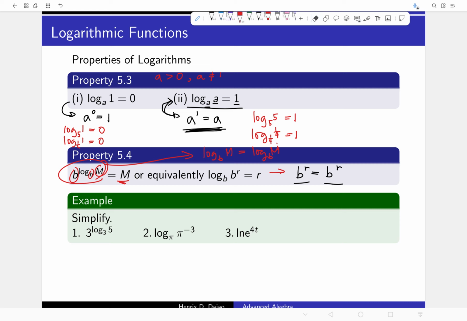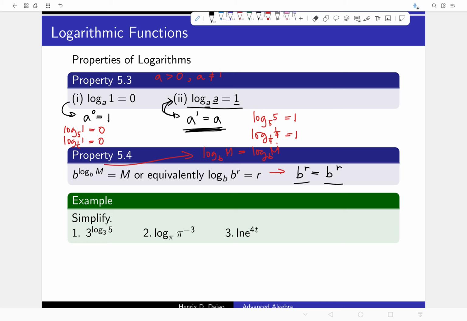So if you see an expression like this, where we have b here as our base, this is our answer, this is our base, that's always equal to the exponent. Okay, so just remember all of these properties, because we will use them in our simplification of some expressions, or even when we deal with equations involving logarithms. Okay, we have some examples here. We're going to simplify some expressions.